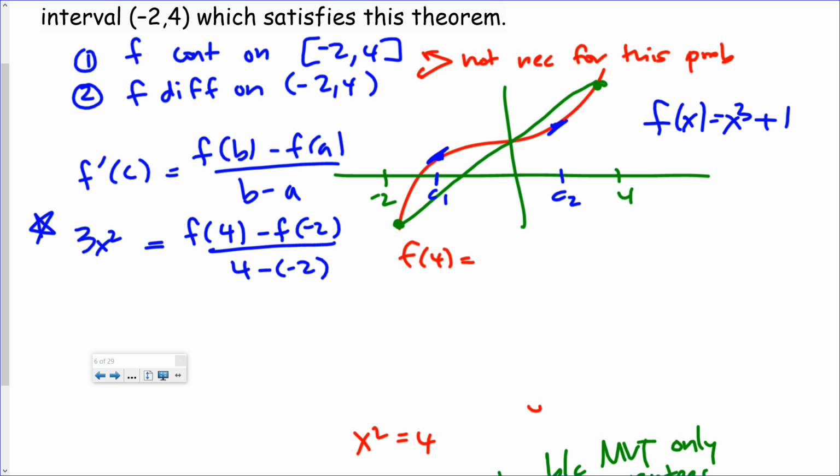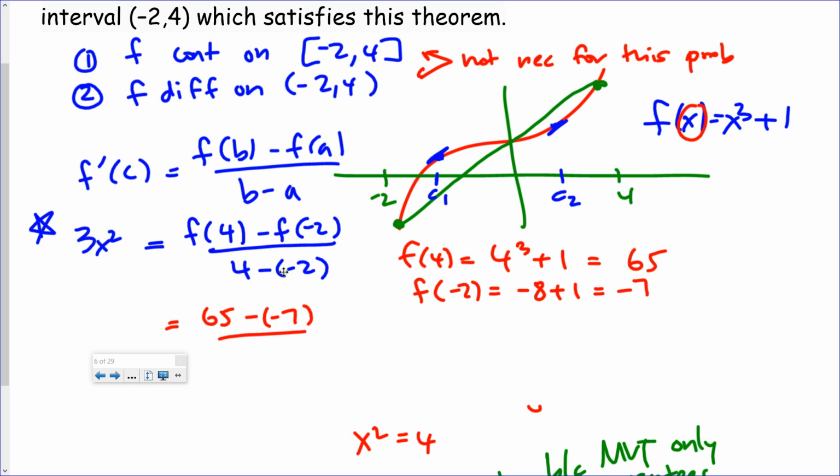So I go to the side of my paper and I say f of 4 is, everywhere there's an x, I'm going to put in 4. So that's 4 cubed plus 1, which is what? Quick. 65. Thank you. 65. That was really good. And then if I put in f of negative 2, this will be negative 8 plus 1, right, which is negative 7. And if I plug this in, I'll get 65 minus negative 7 over 4 minus negative 2, which is 6. So that's going to be 72 over 6, which is 12.